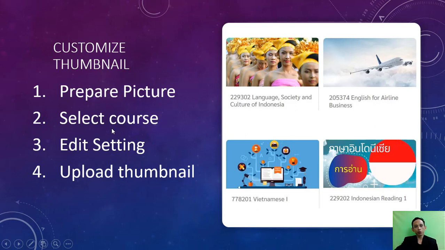So step 2 is select your course. Step 3, choose the edit settings panel, and then step 4, upload the thumbnail. Okay, let's customize your thumbnail for the first time.